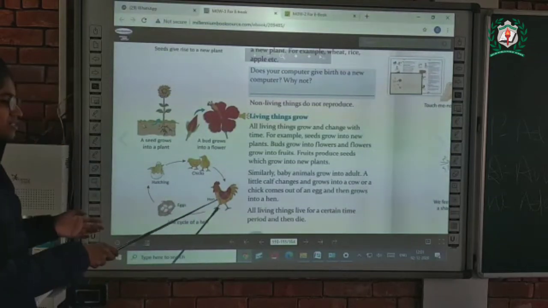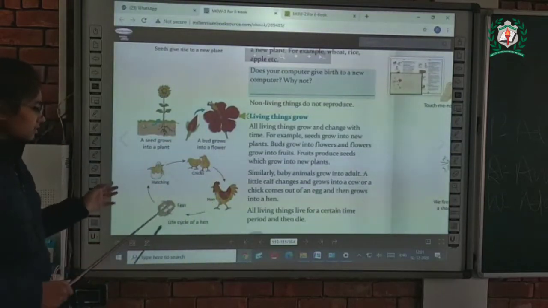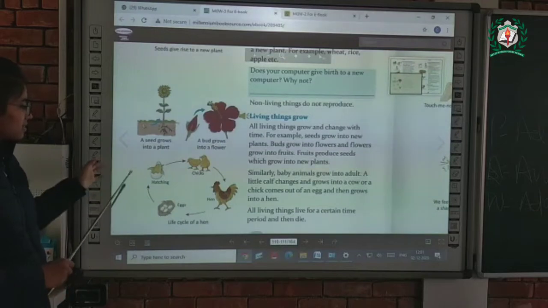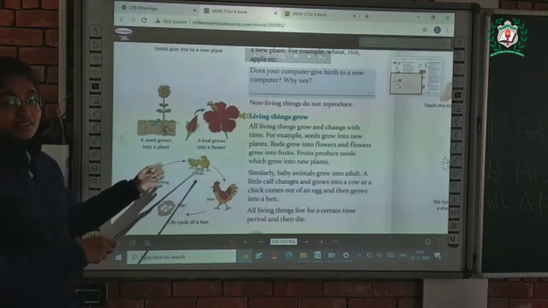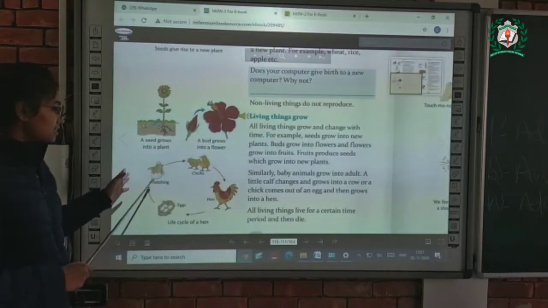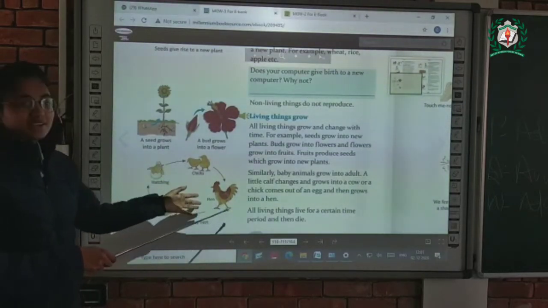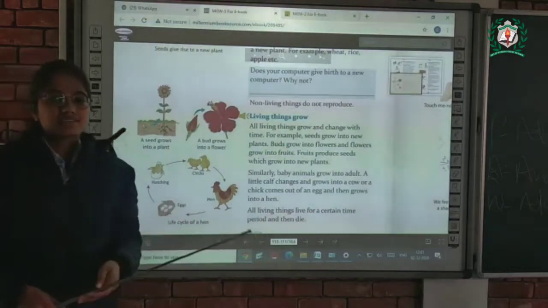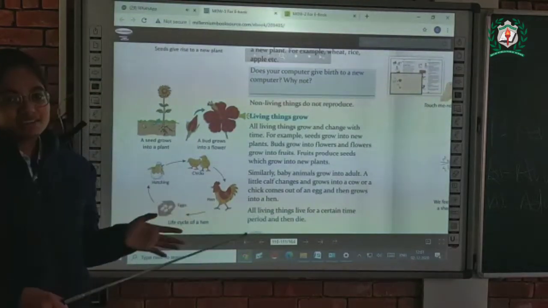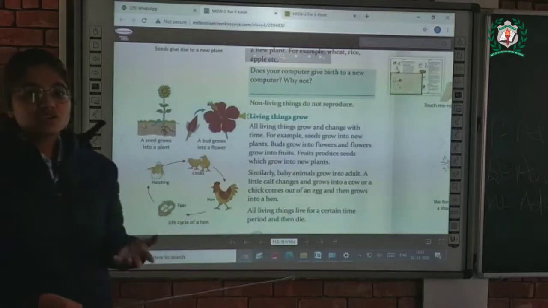You see, this was the adult hen. It has laid some eggs. Then the eggs have hatched. Then these chickens have come out from these eggs. And then they have become adults. And then again they have laid eggs. So this is also a characteristic of living beings, that they grow.